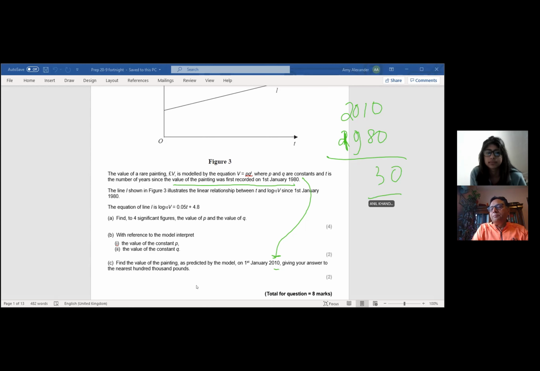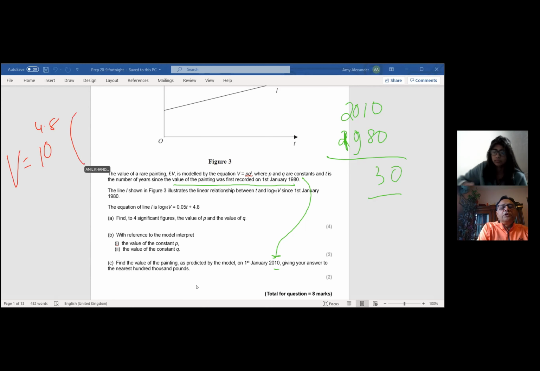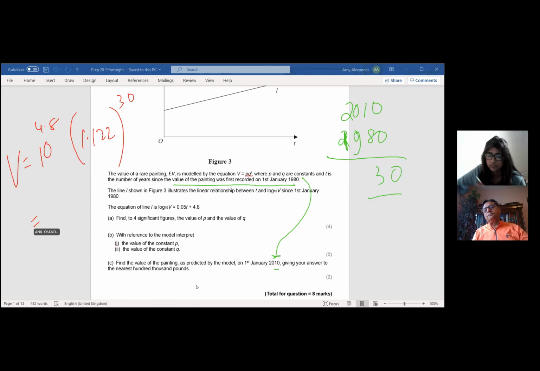You know both P and T, right? So use the formula. You'll substitute: the value equals 10 to the power of 4.8 times the Q value, 1.122, I think, correct? And T is 30. So you can use a calculator to calculate this value: 10 to the power of 4.8 times 1.122 to the power of 30.